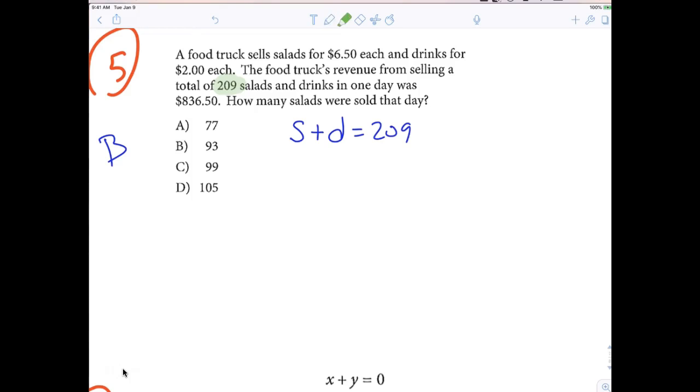Then the next one we have to deal with is the price, right? $2, $6.50, and $836.50. Does everybody agree with that? So now, how much for a salad? 6.5 for a salad. How much for a drink? And then that would equal how much money? $836.50. Does that make sense, boys?